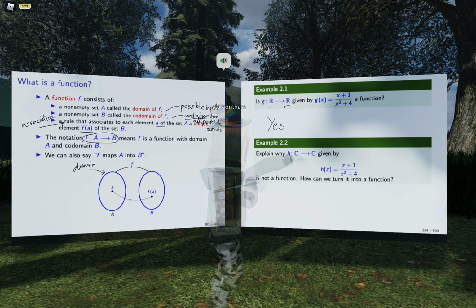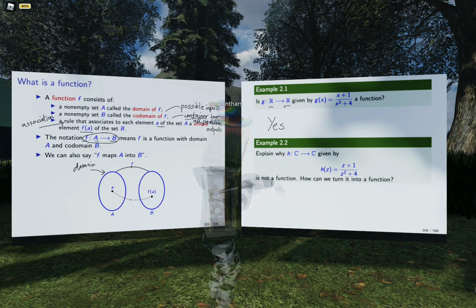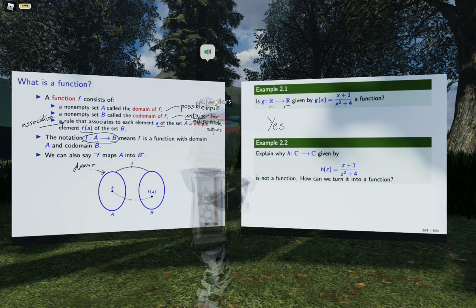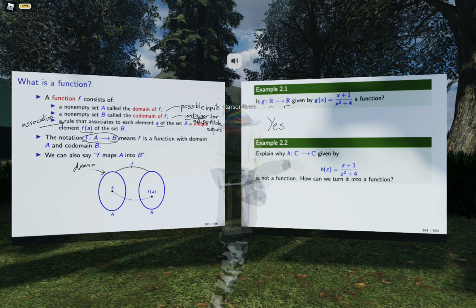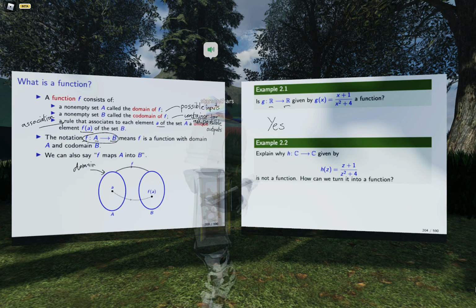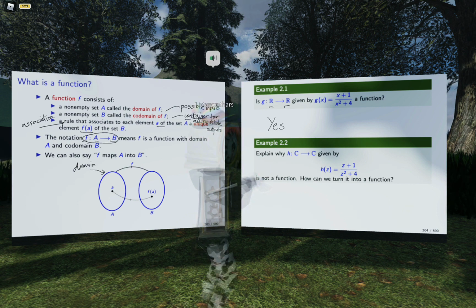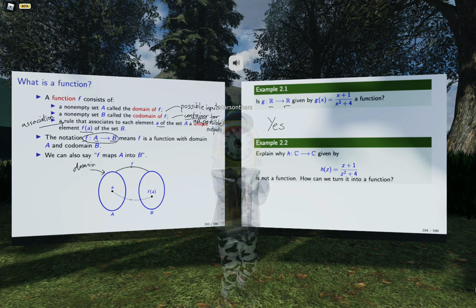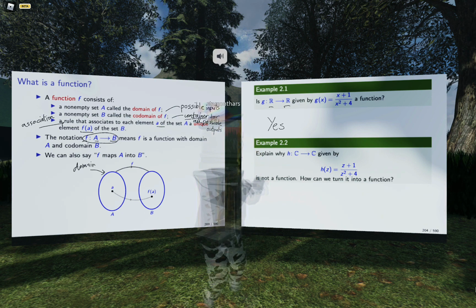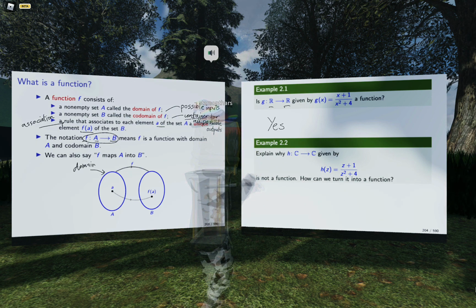Now here you see the same rule, right? There's a change of a letter, but obviously that doesn't mean very much. It's the same rule, but the domain and the codomain have changed. Now there's C in both cases. And now these three pieces of data do not, in fact, form a function. You might be able to see why.